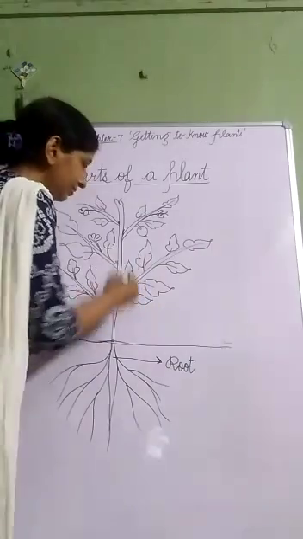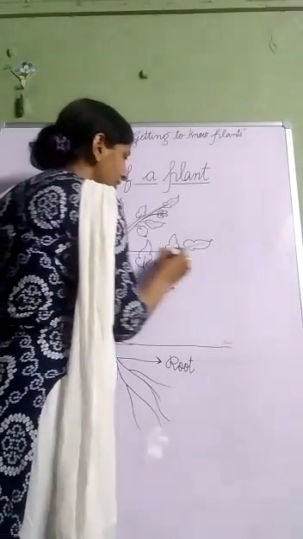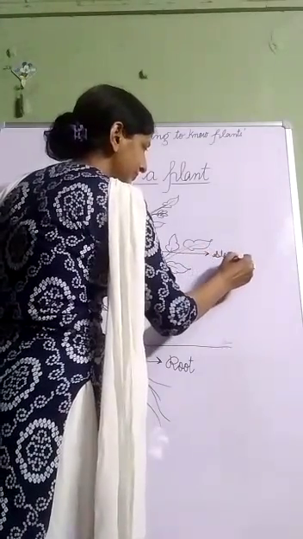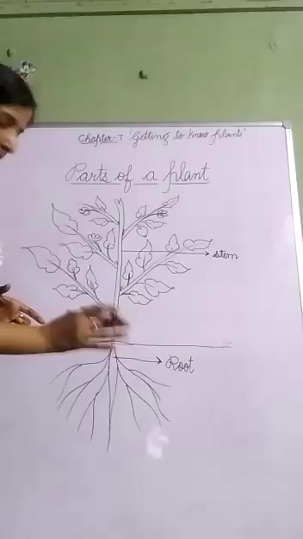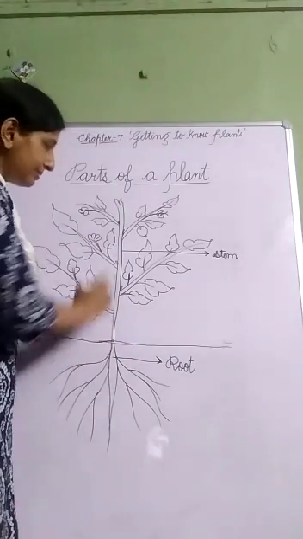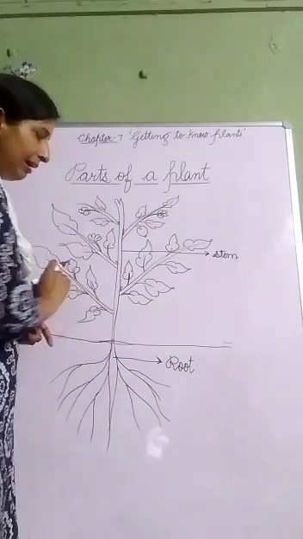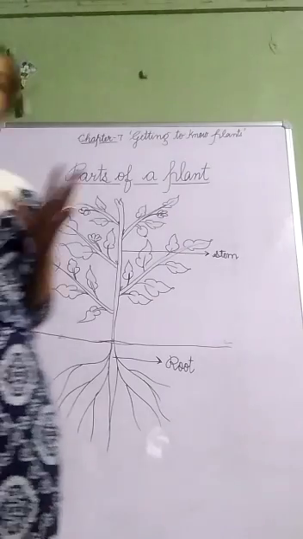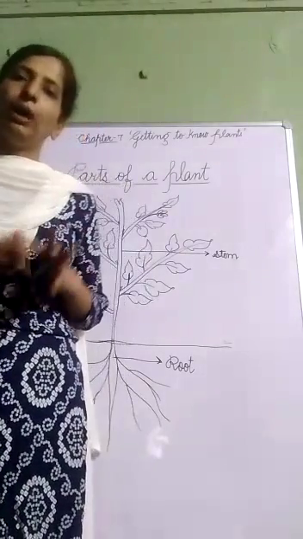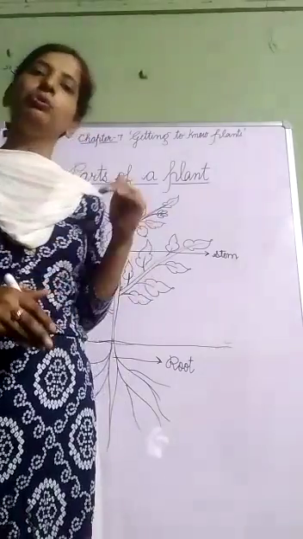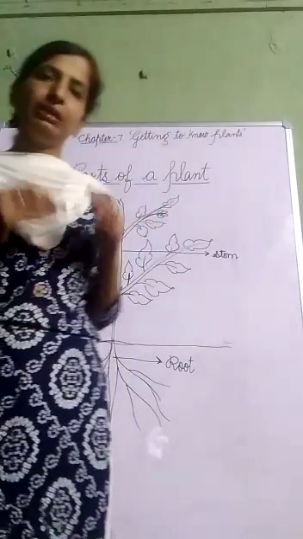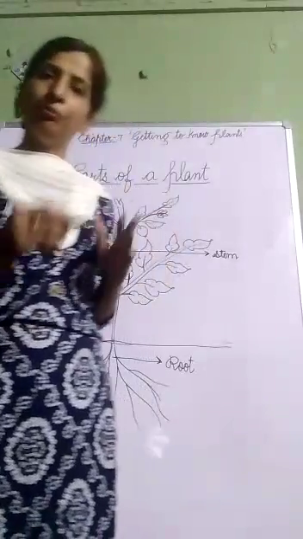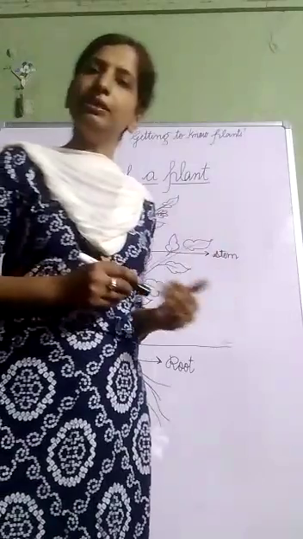Function of stem is to conduct. Here I am labeling that this is stem. So the water and minerals that are absorbed by root are supplied to all parts of the plant with the help of stem. Means stem carries water and minerals, or you can say stem conducts water and minerals from root to all parts of the plant. So what is the function of stem? It conducts water and minerals from root to all parts of the plant.